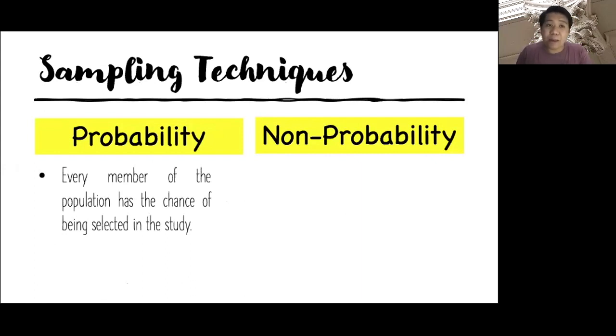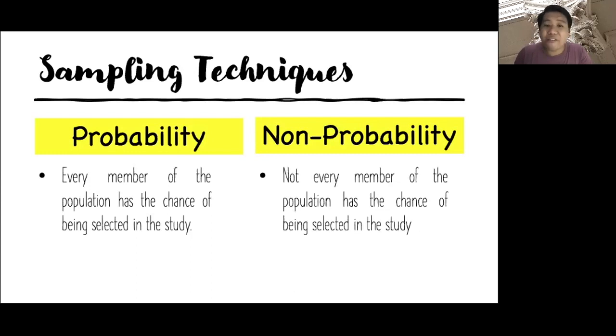Kapag pinag-uusapan natin ang probability sampling techniques, lahat ng member ng population ay may chance na mapili at mapabilang sa study. Pag non-probability sampling techniques naman po, not every member of the population has the chance of being selected in the study. Kaya po, sa non-probability sampling techniques, it is prone to sampling bias.